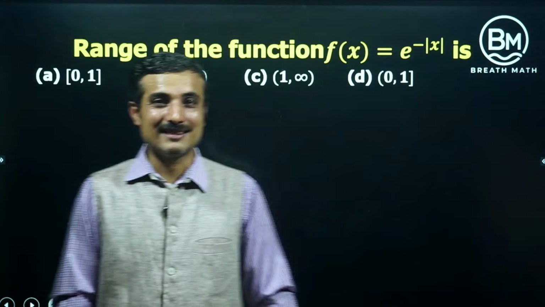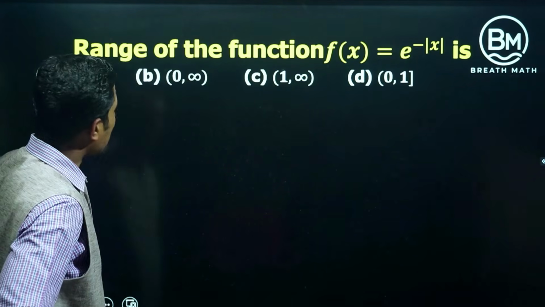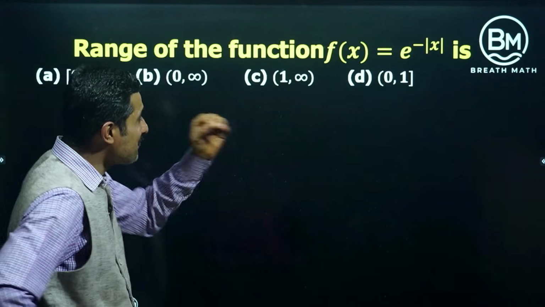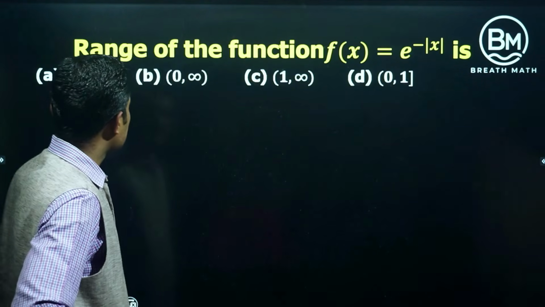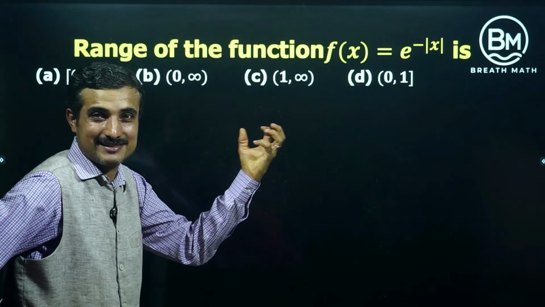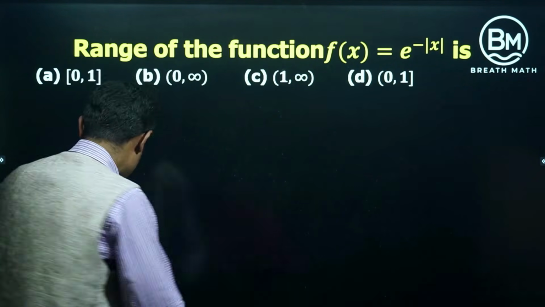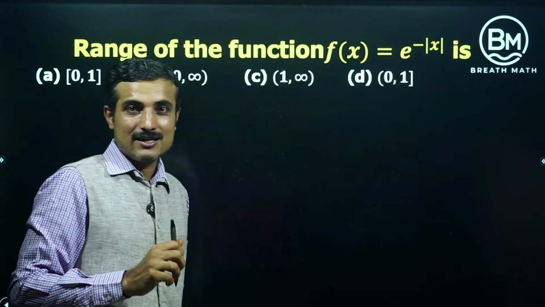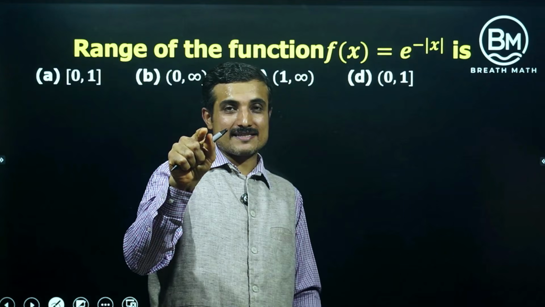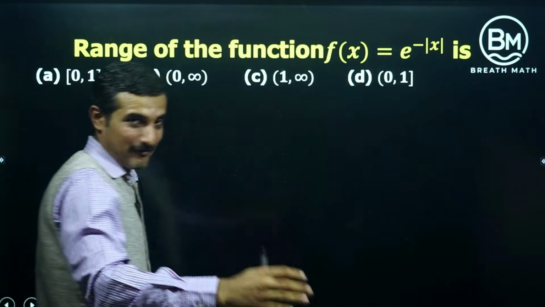Next question, let's see what it's going to talk about. E power minus modulus of x. The range of this function. So whenever you have negative sign like this, what you need to do is you have to flip the graph.